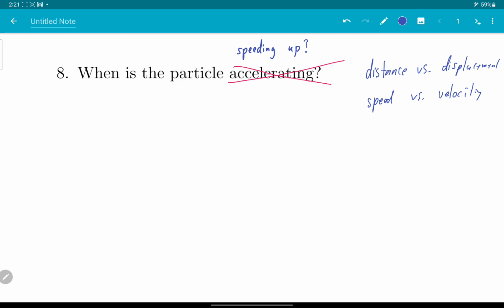Now acceleration would be when your second derivative is bigger than 0. Now that's not what we're going to do here. We're going to do speeding up.